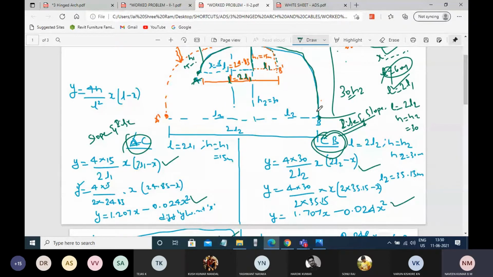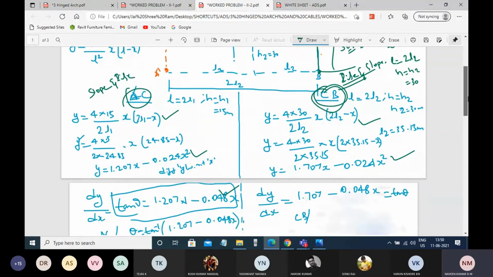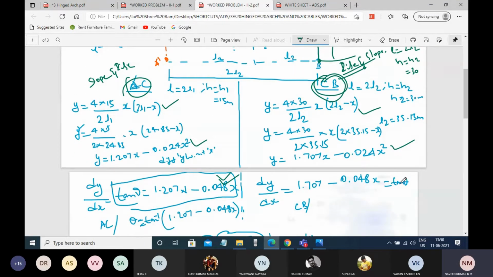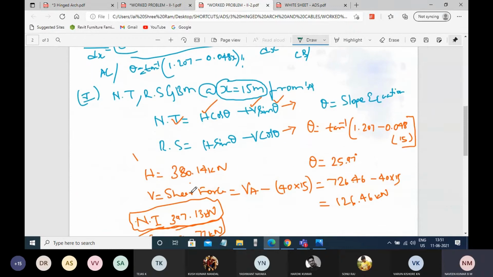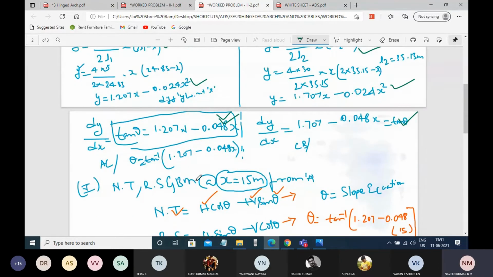So then the total length of this particular CB segment arch is 2 times L2, and again H equals 30 meter. Okay. So I hope you are all able to get this by substituting into the equation of the parabola, and you can get the slope equation by differentiating the same equation with respect to x. So any clarification required? Still any clarifications required related to the slope and rise equation?